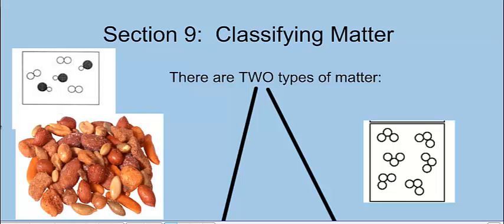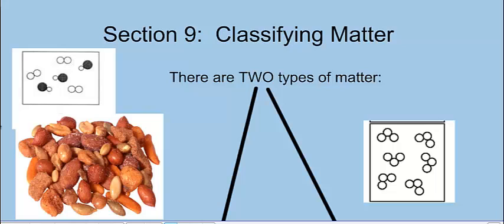Hi everybody, welcome back. This is Unit 1, Lesson 8, but we are in Section 9 of our Unit 1 notes. And in Section 9 we talk about the ways that we classify matter. So we have discussed thus far how we observe matter, how we measure matter, how we change matter, either physically or chemically. And so now we're going to talk about all the matter in the universe and how it is broken down into two types.